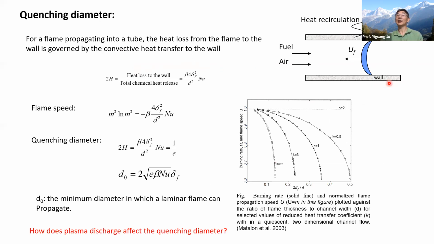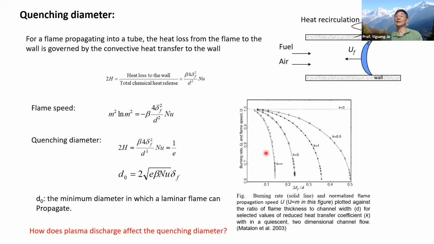And this is also the quenching diameter. If you know that the flame speed is defined by this, and you are in a channel where the heat loss is proportional to the Nusselt number, you can rewrite that equation to make the flame speed a function of the Nusselt number. The Nusselt number represents the heat losses. If this becomes the inverse of e, then you have a quenching diameter. The quenching diameter is proportional to the Zel'dovich number beta, and proportional to your Nusselt number and flame thickness. So therefore, the quenching diameter is proportional to a function of flame thickness and the Nusselt number.